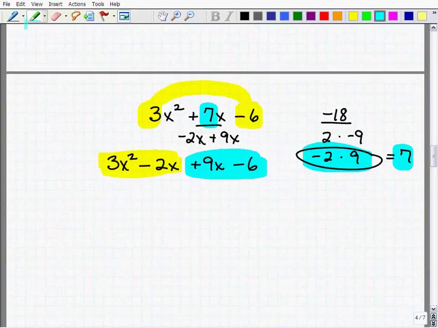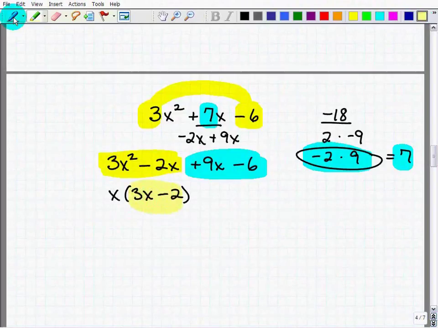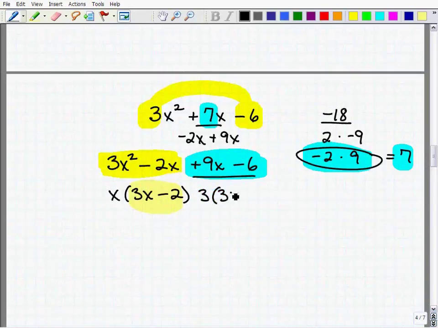So let's go ahead and factor out the GCF in each. So we got x times 3x minus 2. Now, if all goes right, see this 3x minus 2? That should show up also when you factor this second group. That's key. All right, so let's see how this will work out. So we can get a 3 times 3x minus 2, and in fact it worked out perfectly.